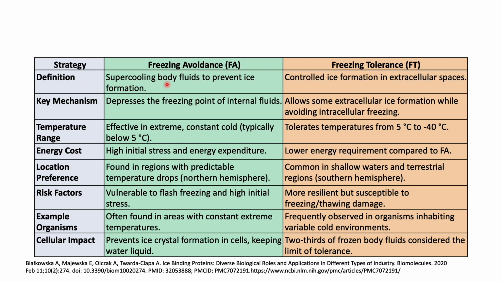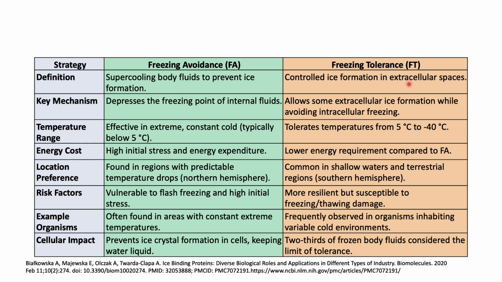Freezing avoidance means supercooling body fluids to prevent ice formation, whereas freezing tolerance means it is the controlled ice formation in extracellular spaces. Many of the marine mammals and animals live in the cold water. So the ice will still be there outside, but they have to control the ice growth and formation, especially in the extracellular spaces and outside also. They have to be very careful. So freezing tolerance is being carried out by some of the fishes.